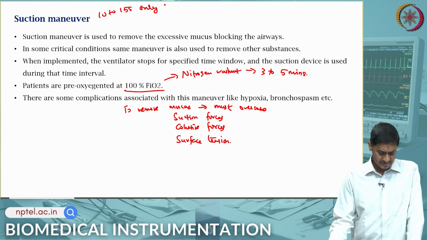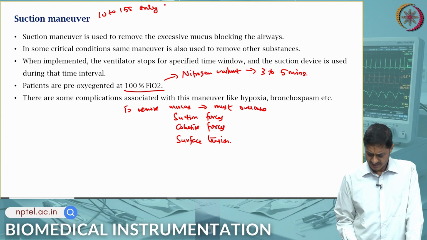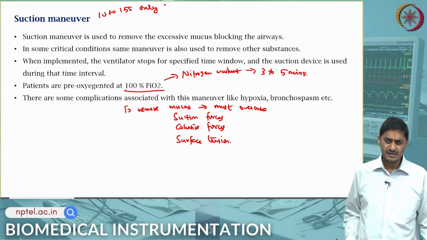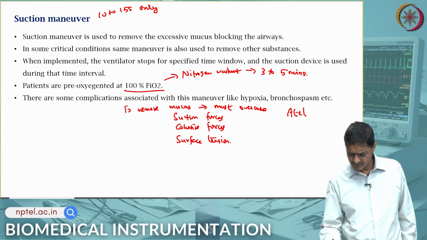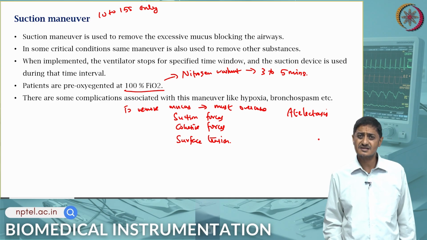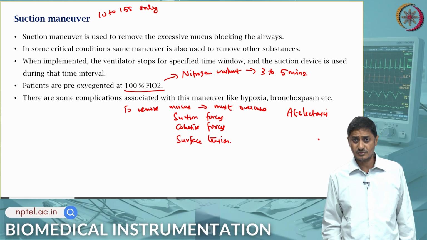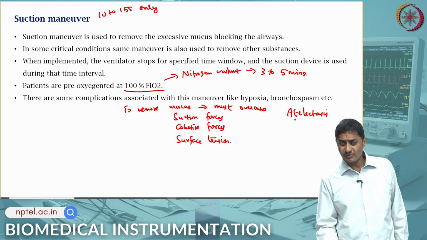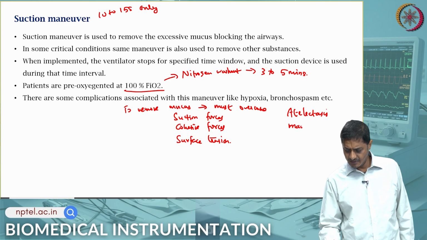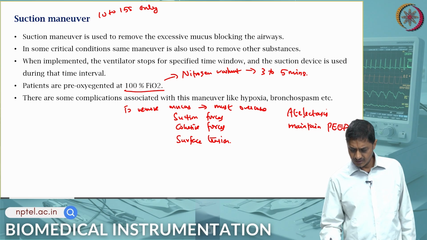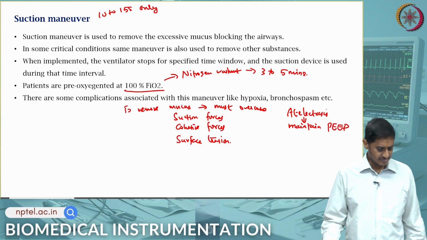The other problem is atelectasis. What is this? It essentially refers to the collapsing of the lung's alveoli. This is the other complication that could arise from this maneuver, something to keep in mind. How can you avoid atelectasis? By maintaining PEEP. If you maintain PEEP, you can avoid atelectasis, something to keep in mind.